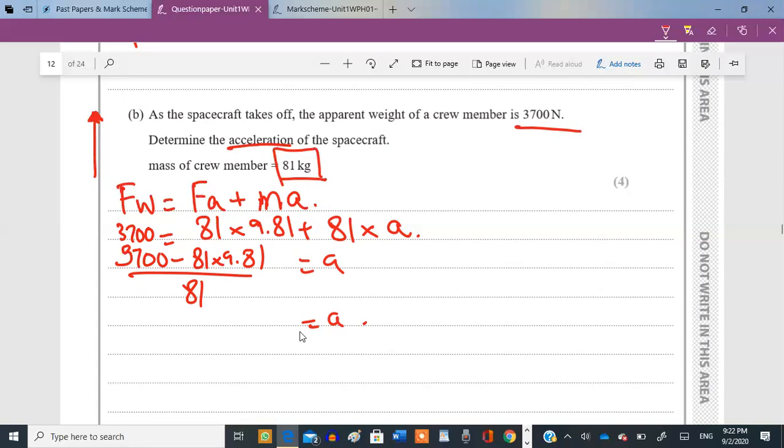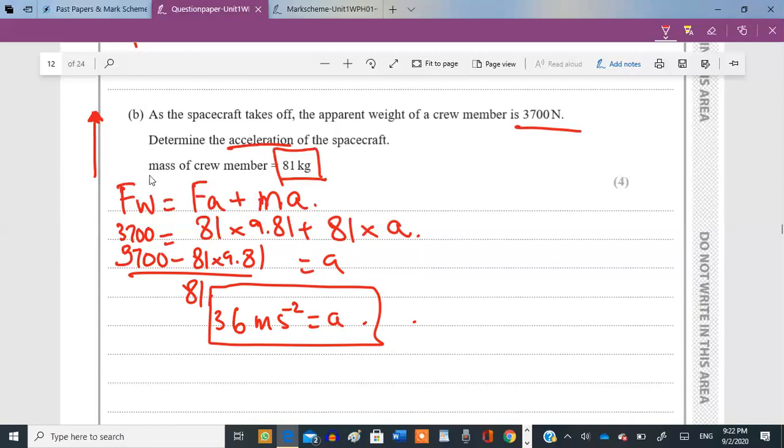What's your answer? I'm getting 36 meters per second squared. Are you getting the same answer? Yeah. 35.8. That's 36. Yep, correct.